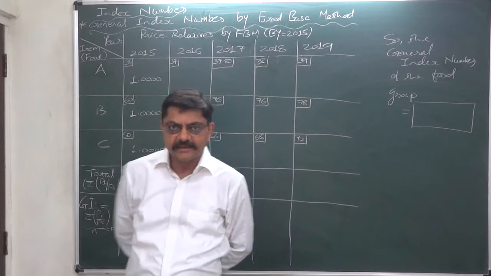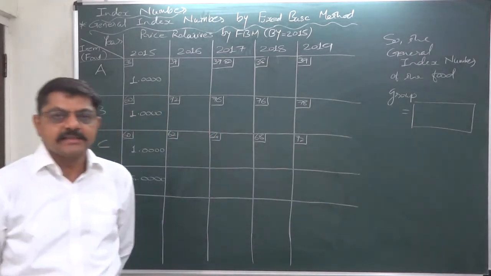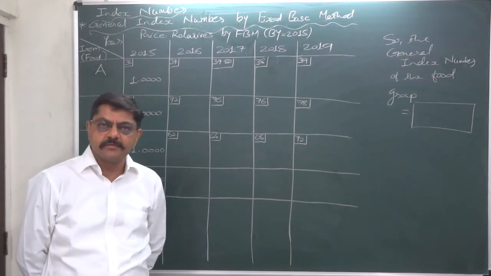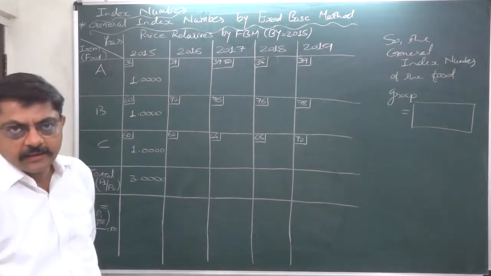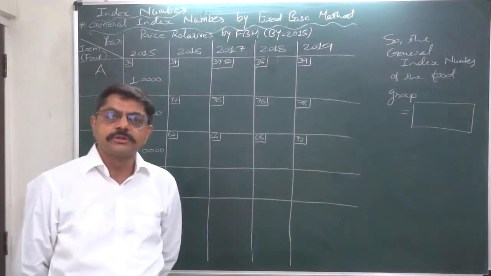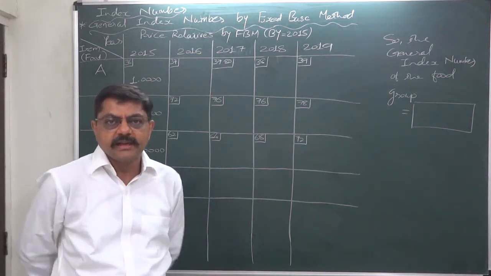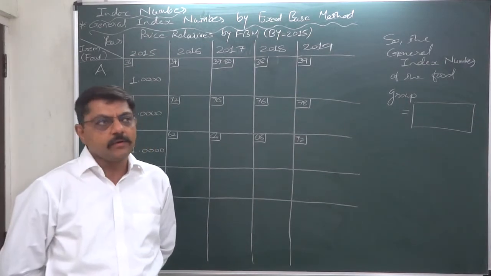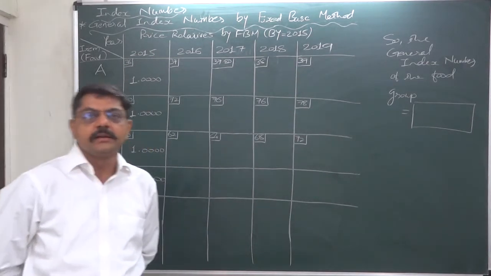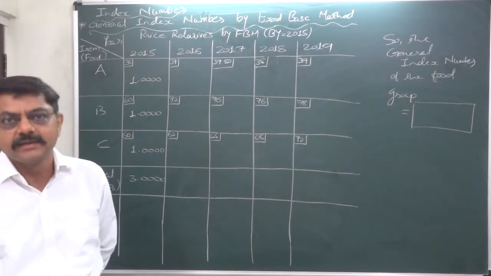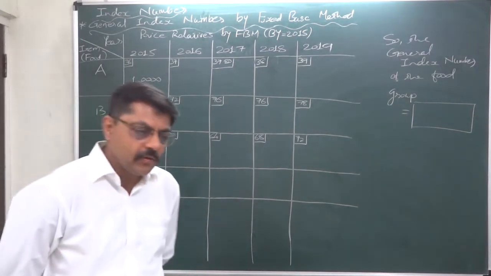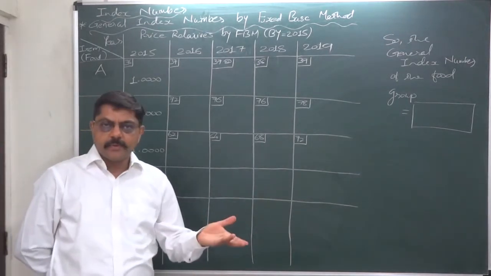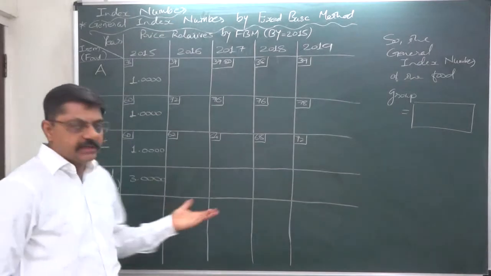Welcome friends. Index number, and in the last lecture we studied two topics, price relatives and general index number, and we tried to learn both with an example in which there were only 2 years, so it was not at all confusing to determine the base year and the current year. Now let's learn calculation of price relatives and general index number.